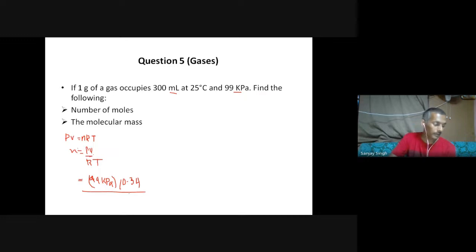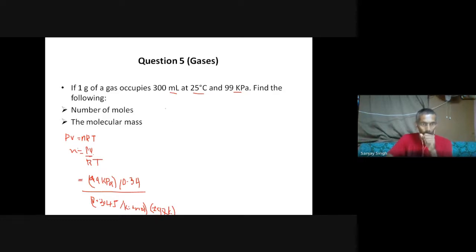Okay, and then divide by R, the gas constant. That's 8.314 joules per Kelvin mole. So that's your R, and then your temperature. Your temperature must be in Kelvin. How do you know it's in Kelvin? Because you're using the unit Kelvin here. So that means 273 plus 25. So this gives you 298 Kelvin. I hope everyone is following that, and you're still recalling those.